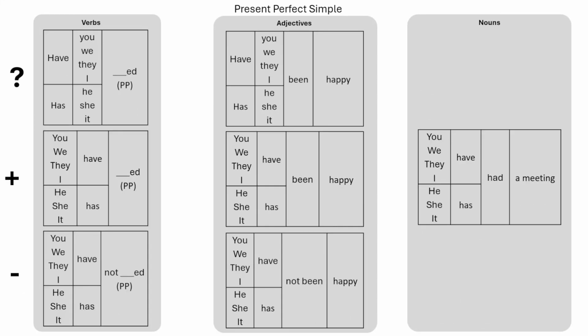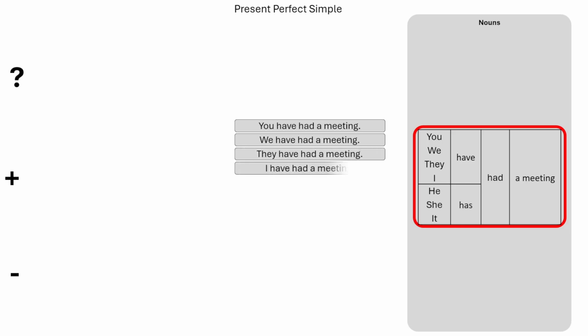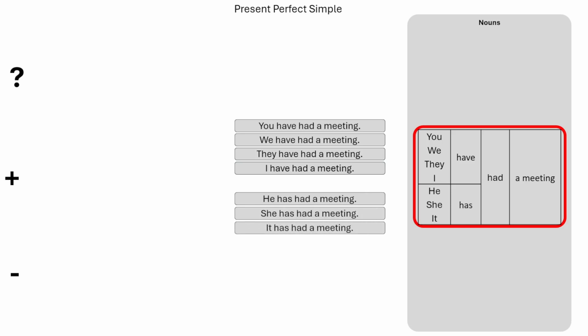Okay, so let's take our nouns now and look at when and how to use the present perfect with them. We would say, you have had a meeting. We have had a meeting. They have had a meeting. I have had a meeting. But we would say, he has had a meeting. She has had a meeting. And it has had a meeting.